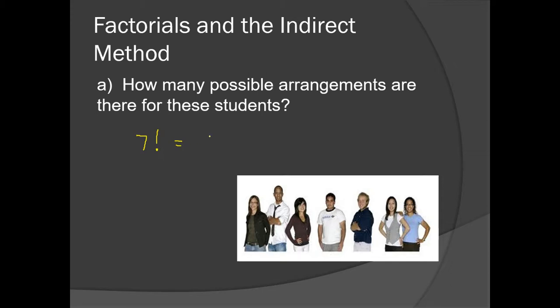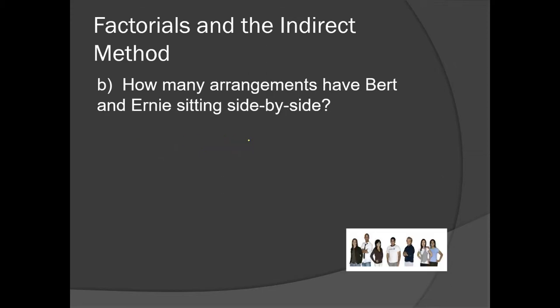which is 5,040 different ways that I could arrange all the students. That's the total number of arrangements. Now let's say that I was concerned about a couple of students who are maybe best buds, really talkative. They cause even more trouble when I put them together. Let's call them Bert and Ernie. So how many arrangements of those 7 people are there when Bert and Ernie are sitting side by side?